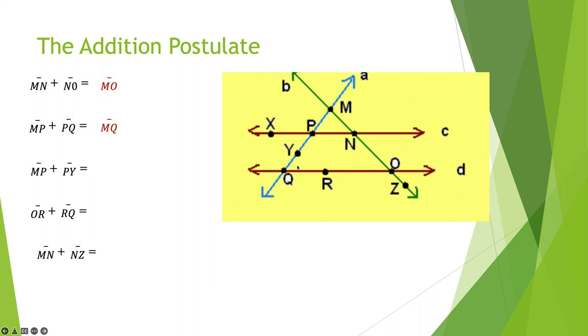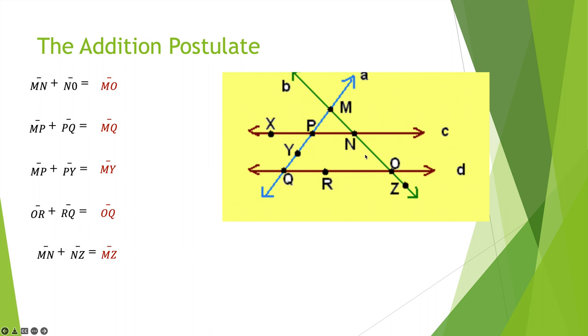Let's try the next one, MP plus PY. Okay. So if I go from M to P and then from P to Y, altogether I've gone from M to Y. In other words, I add them and I get MY. Try the last two. Segment OQ goes first because if I go from O to R and then R to Q, I've just gone from O to Q. And lastly, MN plus NZ will give me from M to Z.